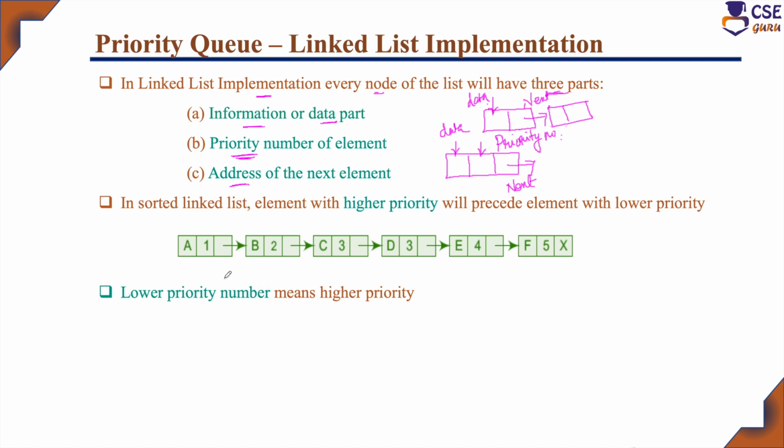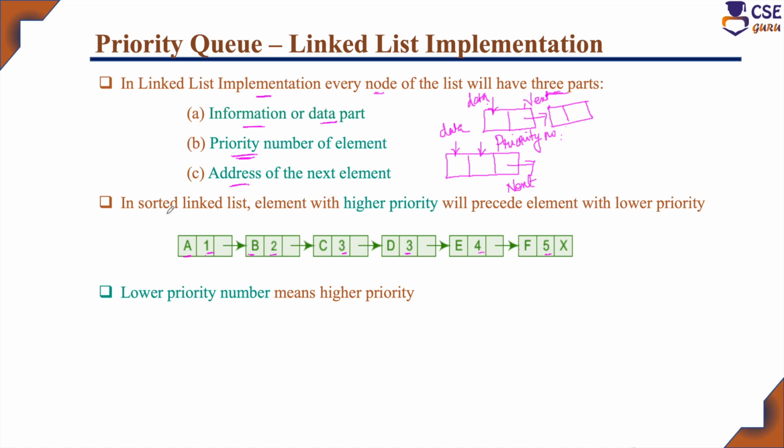For example, consider these as the nodes in a linked list implementation of a priority queue. Element A has priority number 1, B has priority number 2, C has priority number 3, D has priority number 3, E has priority number 4, and F has priority number 5. This is a sorted linked list, where elements are arranged based on the priority number. Since they are arranged by priority number, it is very easy to process the elements. There is no need to search the entire list.